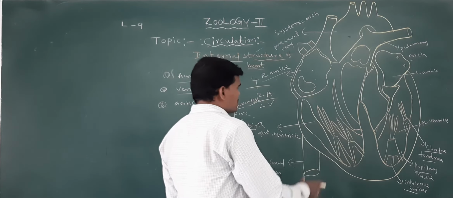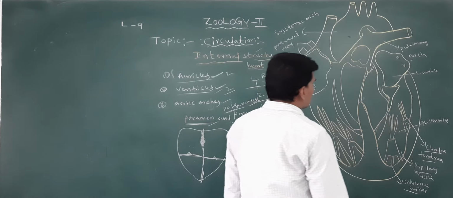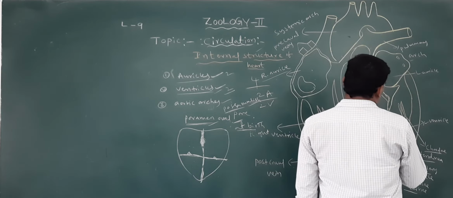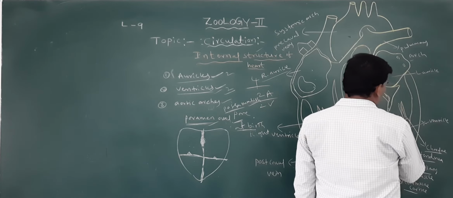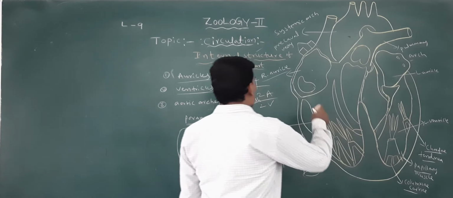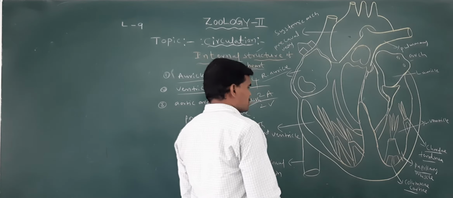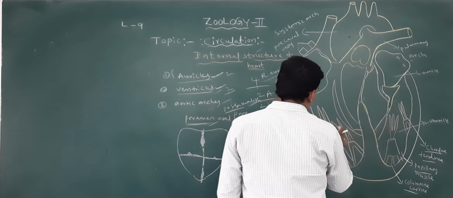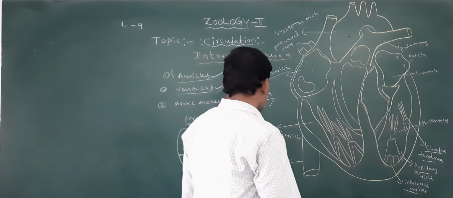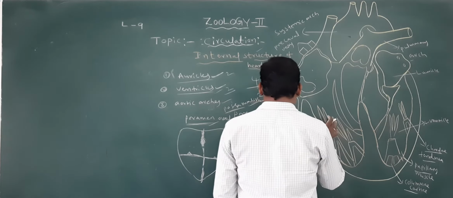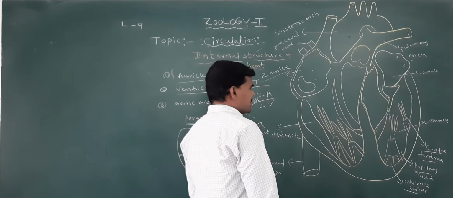The right auricle opens into the right ventricle, and the left auricle opens into the left ventricle. The blood from the right auricle passes into the right ventricle, and from the left auricle into the left ventricle. This is the relaxation of the ventricles, and the two ventricles are filled with blood.